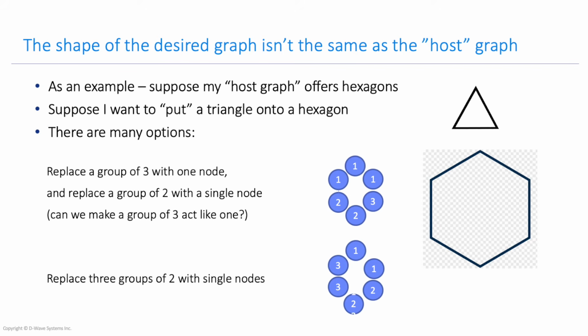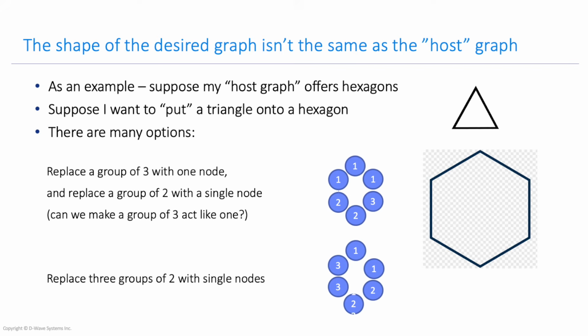In other words, there are specific qubits, and those specific qubits have specific couplers between them. And until someday when somebody builds a completely universal quantum computer, when you can solve any graph that you want, the shape of the graph in the problem might not be the same as the host graph. In other words, suppose I'm working on some computer where the host graph offers hexagons. And suppose I want to put a triangle onto a hexagon, so the top shape. I can do that in a number of ways.